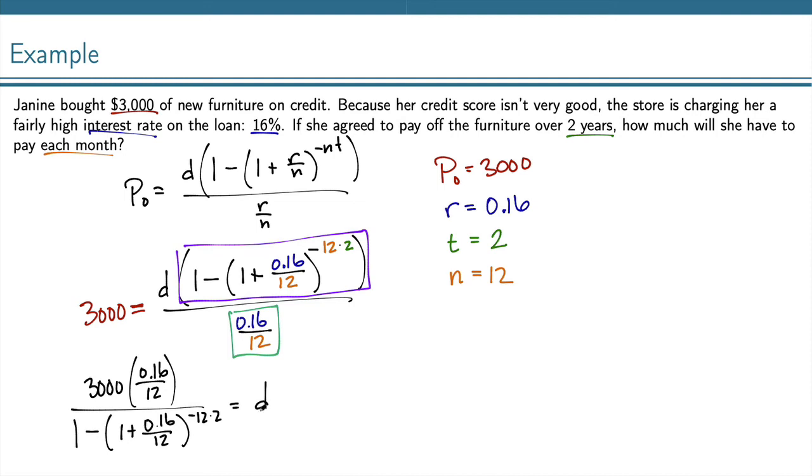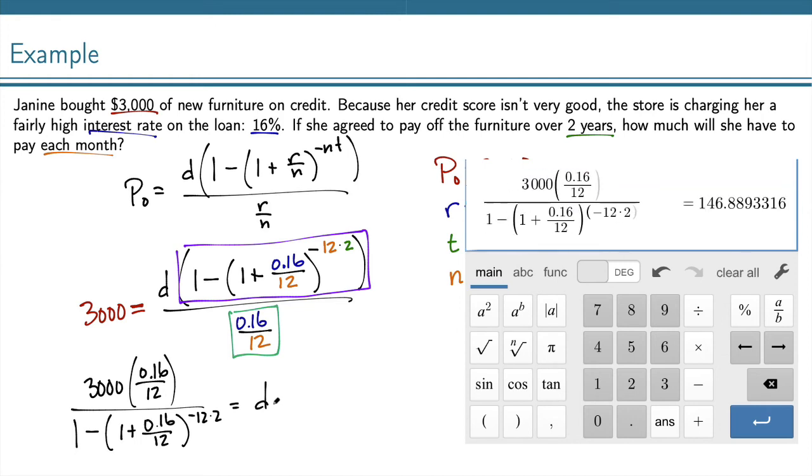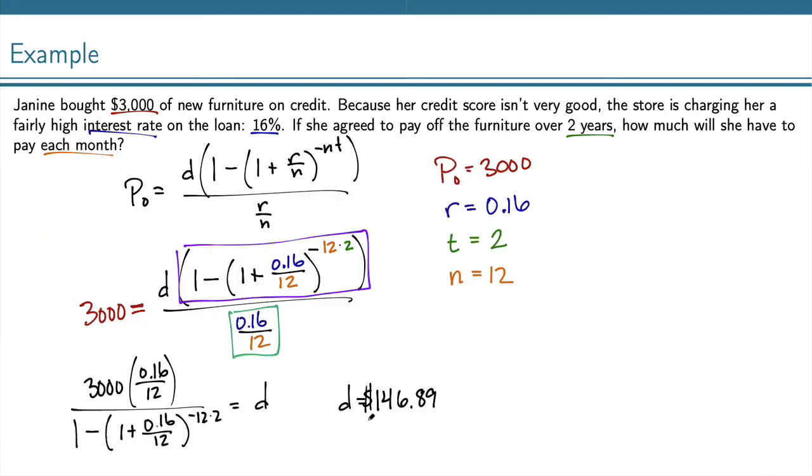So now we're ready to plug this into our calculator. So we have this payment. We round to the nearest cent, since this is money that we're talking about, we have 146.89. So $146.89 each month.